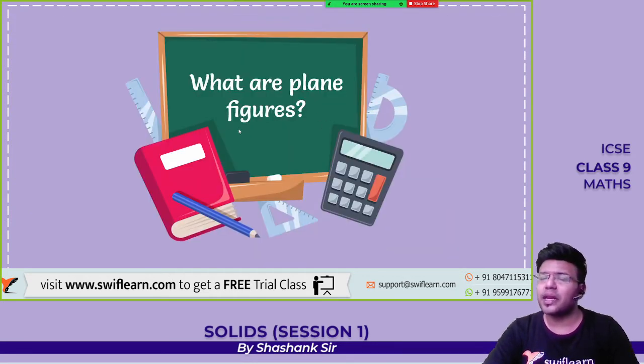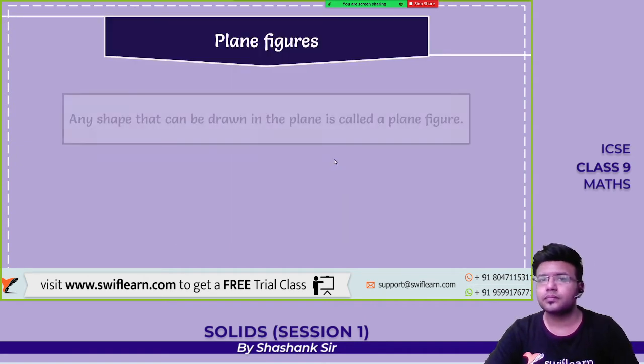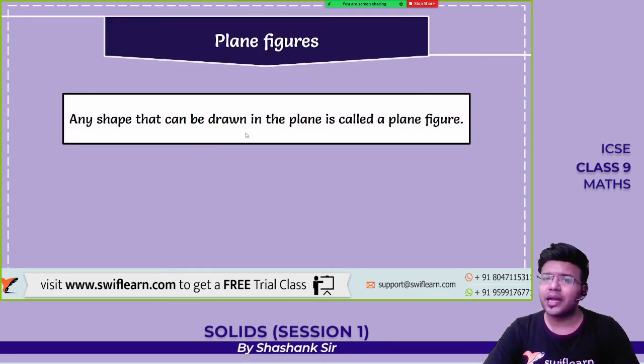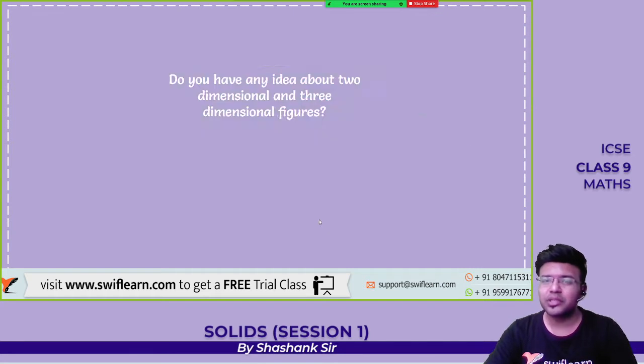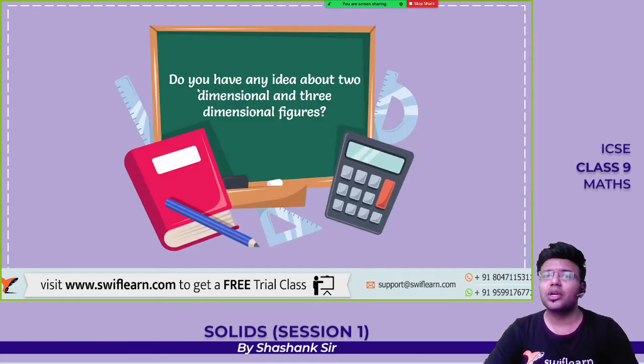Now, what are plane figures? Any shape that can be drawn in a plane is called a plane figure. The shapes are either two-dimensional or three-dimensional geometrical shapes. Okay, so do you have any idea about two-dimensional and three-dimensional figures?